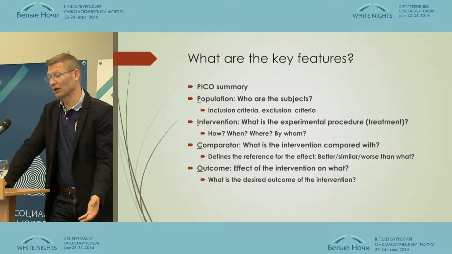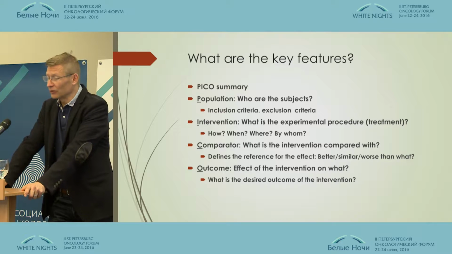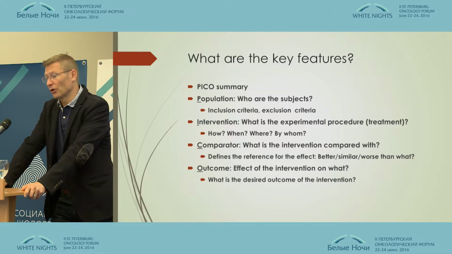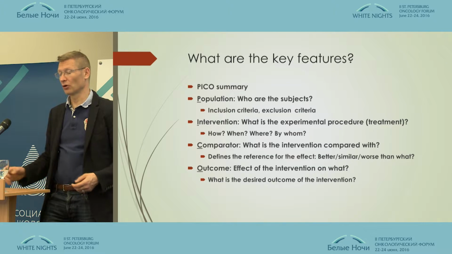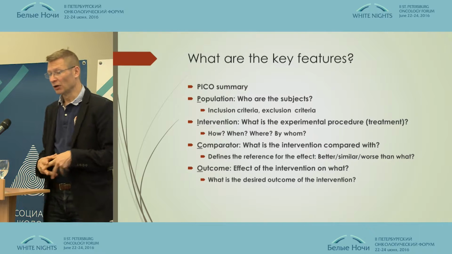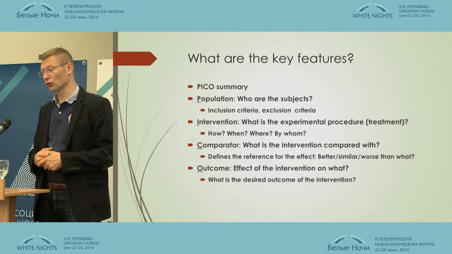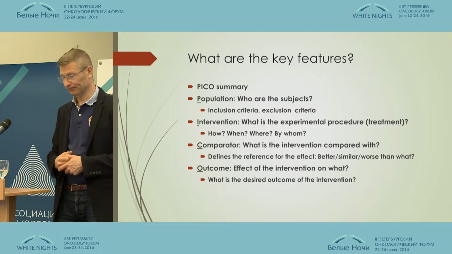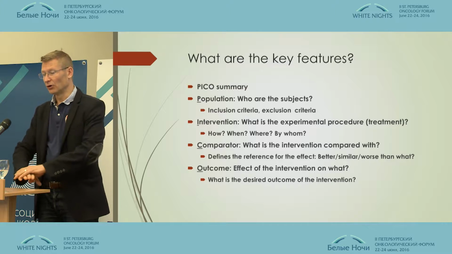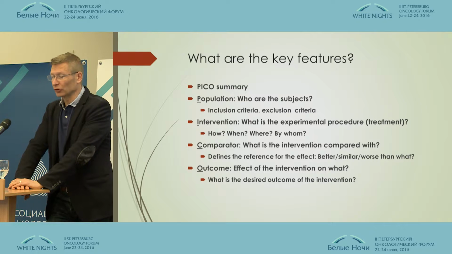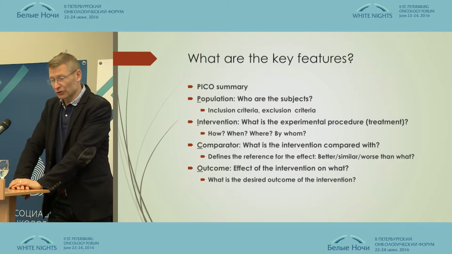If this is not optimal, then failure to produce a difference could be just due to the fact that the experimental procedure was not planned well enough. The comparator I already mentioned, so it is the control group. What do we give them? It is important in order to have a meaningful research question.